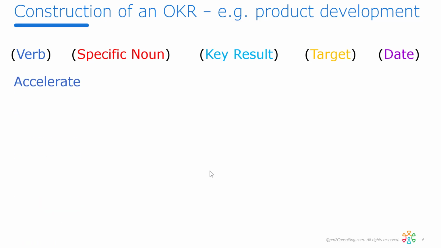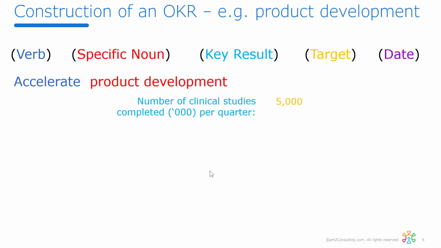So for example, for this organization, they wanted to accelerate their product development cycle. And so obviously they're going to measure the number of clinical studies and how fast they can get those done. And the idea was to get 5 million done in Q1, another 5,500,000 in Q2, and then a miracle is going to happen in Q3. Somehow they're going to accelerate up to over 7.5 million in Q3, and then a minor improvement in Q4.